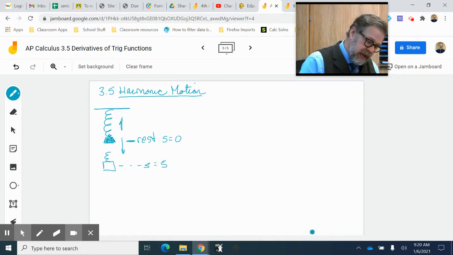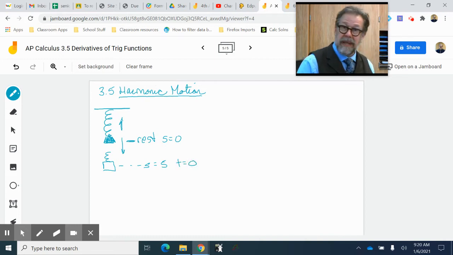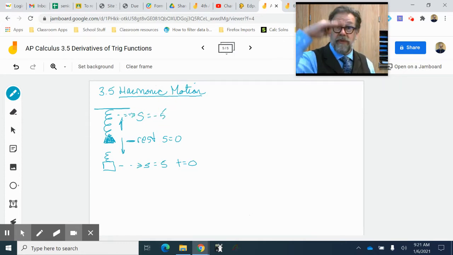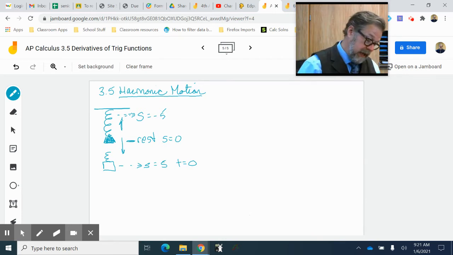And we're going to say that at time 0, we let this go. So we pull it all the way down to 5, we let it go. And when it bounces up, when it reaches the top of its travel, we're going to say that this is a position of -5. So notice we're defining down as positive, up as negative.